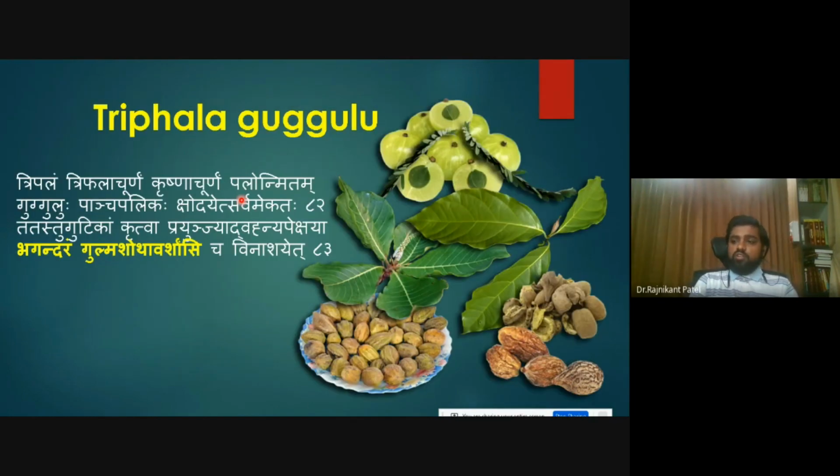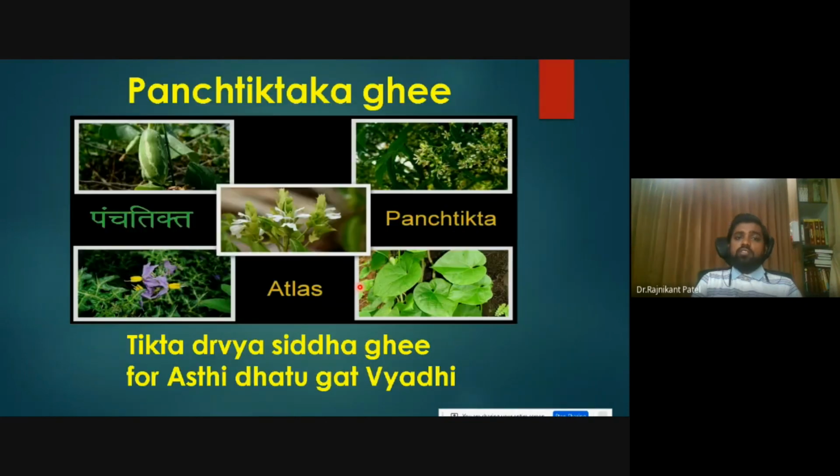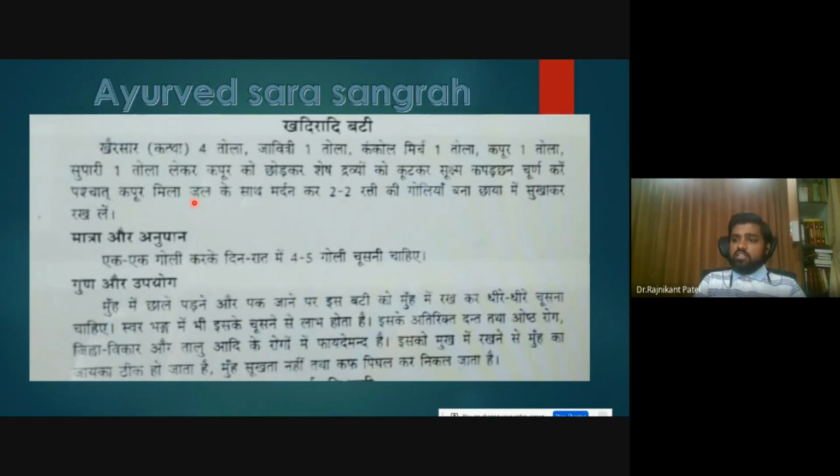Triphala Guggulu, we all know, we use in Kapha Pradhana or Kleda Pradhana Kushta, and it is indicated in Bhagandara, Gulma, Shotha and Arsha. So this is the Triphala. Now Panchatikta Ghee. We all know in Asthi Dhatugata Pradosha Chikitsa, Charaka has mentioned the use of Tikta Rasa Dravya Siddha ghee for Asthi Dhatugata Vyadhi. So this is the Panchatikta. Guduchi is there, Vasa is there, Patola is there, Nimba is there. Then Khadiradi Vati, we all know, is for all oral cavity disorders.